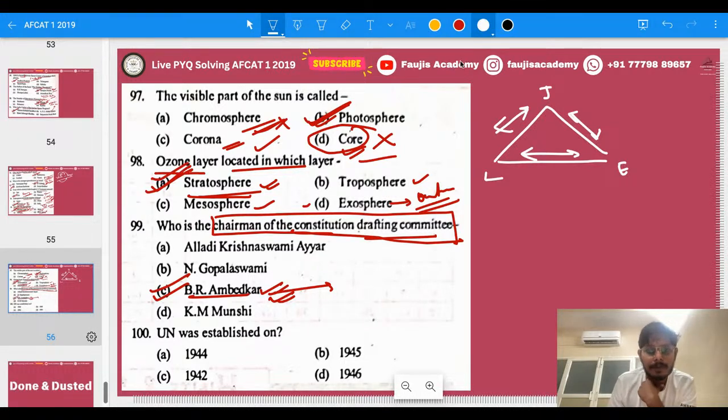Yeah. And UN, Nitesh, I guess you will have to correct your answer. The answer to this question is yes, 24th October 1945.